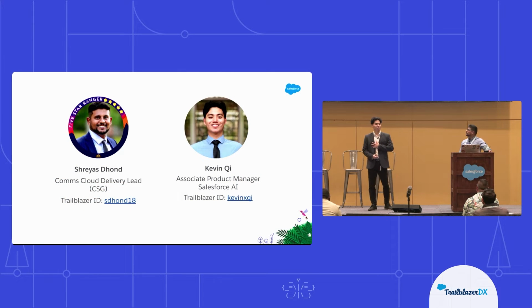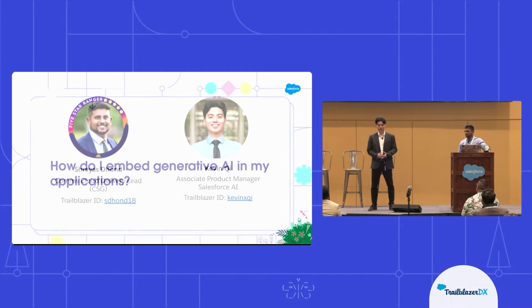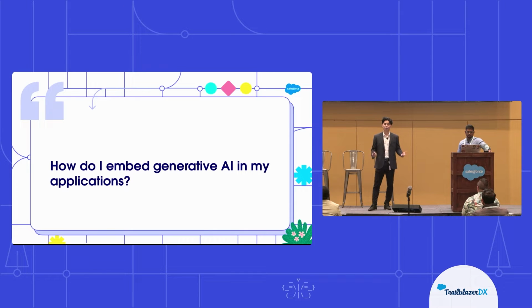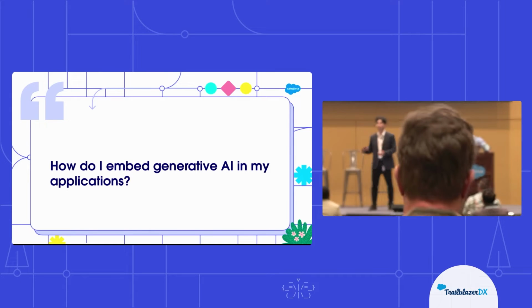My name is Kevin Chi. I'm an associate product manager here on our Salesforce AI platform team, and I'm joined by Shreyas Dond, who's a Comms Cloud delivery lead in our CSG team. Together, the both of us will be teaching you today about how you can embed generative AI across any application or workflow leveraging our Einstein 1 platform.